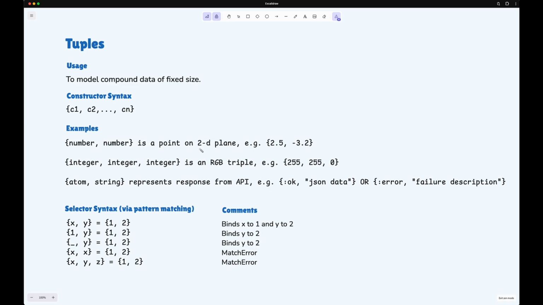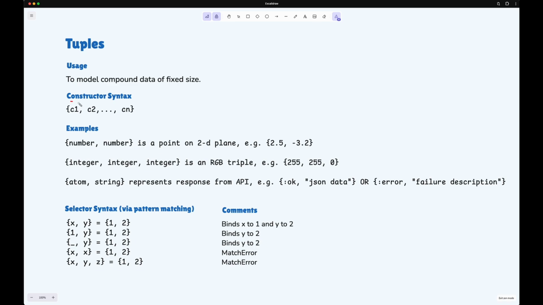For example, a point on a 2D plane naturally comprises two pieces of data. The first one is a number which represents the units along the x-axis, and the second one is a number that represents units along the y-axis. So this representation of a point on a 2D plane will always remain the same in terms of the number of components, and this is a good fit for representing with a tuple.